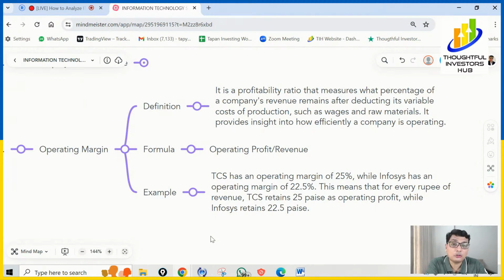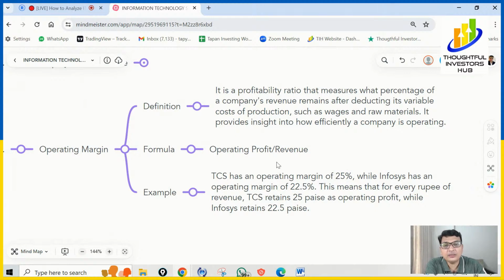Now let us talk about operating margin. It is the profitability ratio that measures what percentage of a company's revenue remains after deducting its variable cost of production, such as wages and raw material. तो आपका ऑपरेटिंग मार्जिन कितना रहता है वो बहुत इंपॉर्टेंट, because it includes the deducting of all your variable cost of production. Revenue minus variable cost of production, such as wages and raw material, it provides insight how efficiently the company is operating.